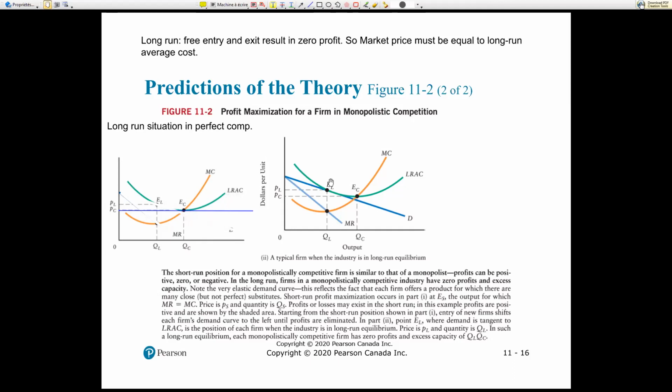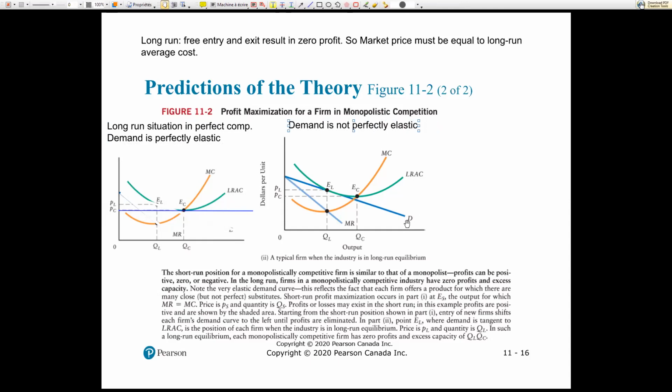Now, what do we have? Well, the situation in perfect competition, demand is perfectly elastic. And then here demand is not perfectly elastic. But still, the same thing must happen. It must be the case that the market price is equal to the long run average cost for it to be not profitable for new firms to enter the market or leave the market.